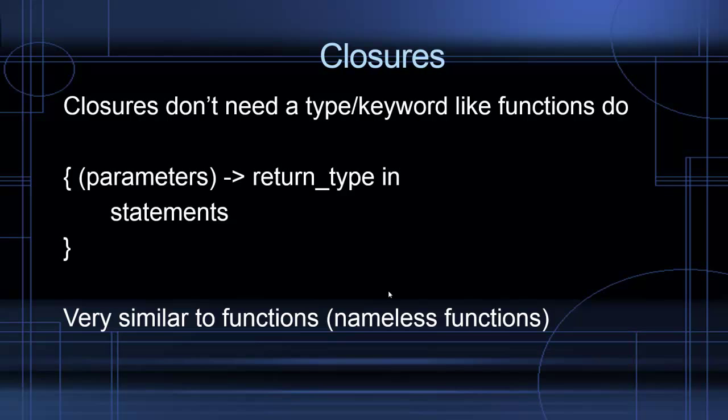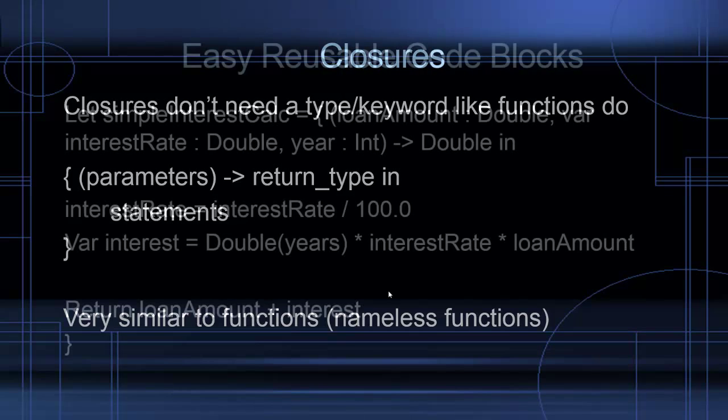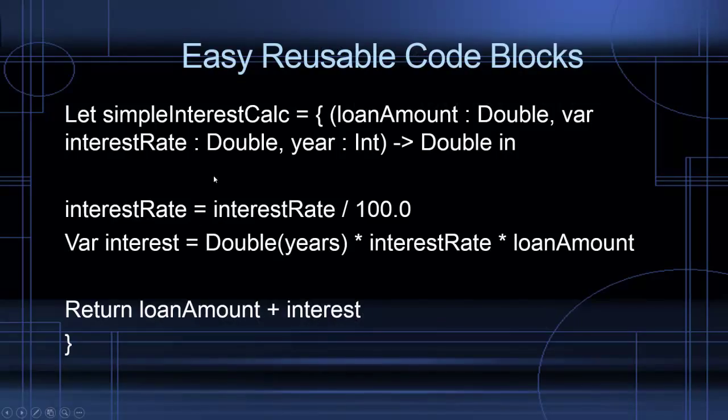So for closures, there's no keyword. Like a function has the keyword func, closures don't have a keyword. So in this case, here's a function that calculates the simple interest. So let simple interest calculator equals, and then everything here in the brackets is the closure. So loan amount, which is going to be a double, and then a variable interest rate, which we create inside the closure, is going to be a double, and then the year, which is going to be an integer, and it's going to return a double, in. And that's going to take the interest rate times 100%, and you get the idea.